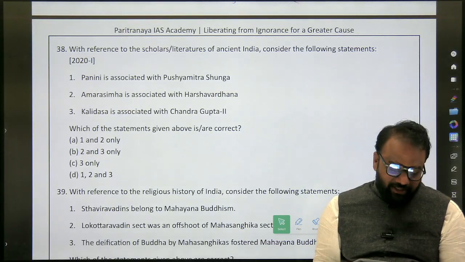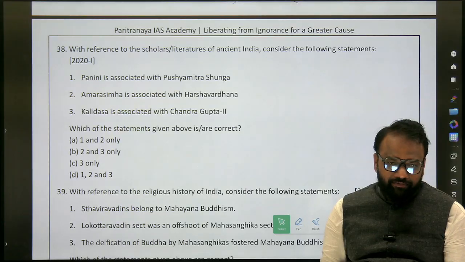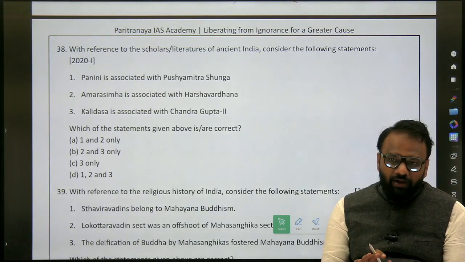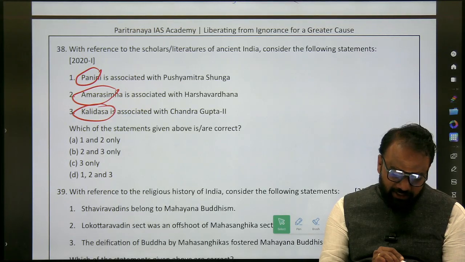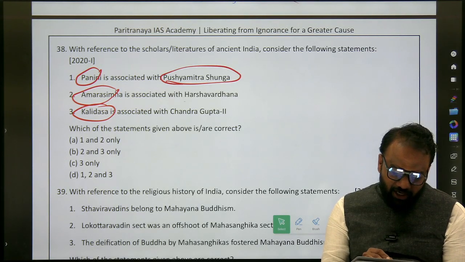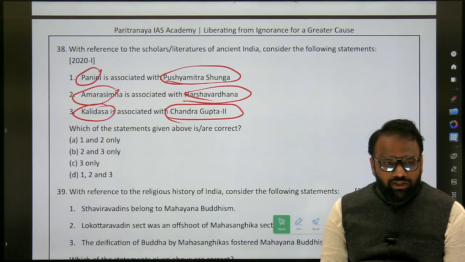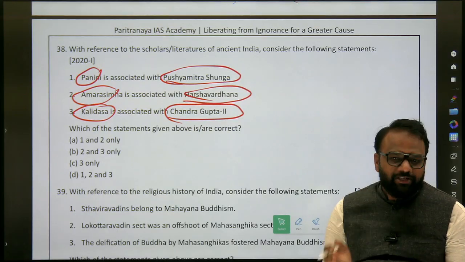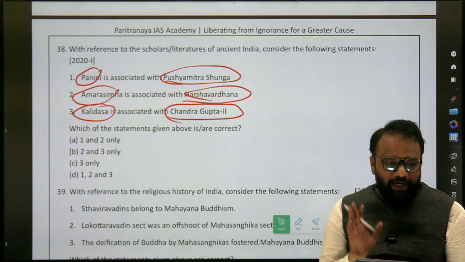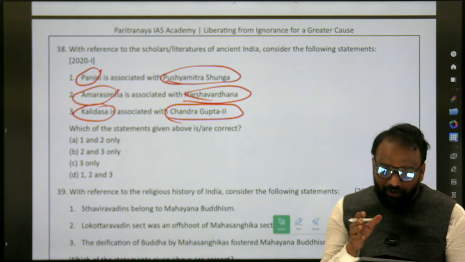Okay. Next, with reference to scholars and literature of ancient India, consider the following statements. Panini, Amarasimha, Kalidasa. Okay, Pushyamitra Shunga, Harshavardhana, Chandragupta 2. Now see, these questions are a bit difficult. Those who are not prepared well will find it very confusing because there are so many different personalities in history. How will you be able to connect? But here the basic logic we have to apply is what?